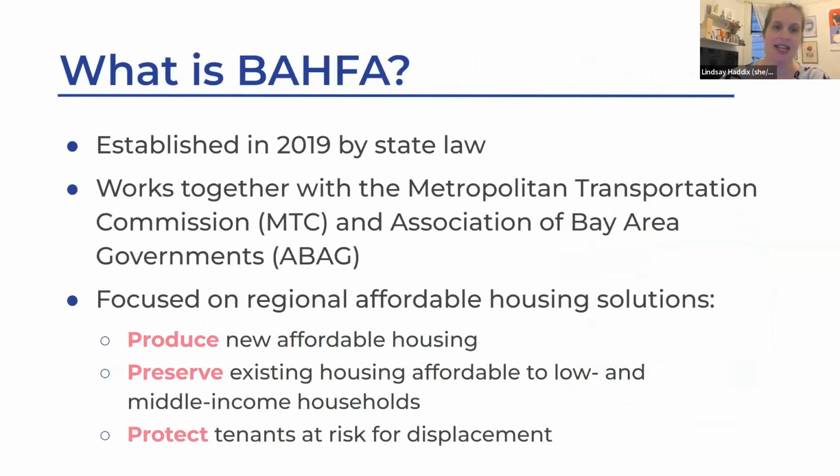It was a piece of legislation introduced by Assemblymember Chu, and it's housed at the Metropolitan Transportation Commission, also known as MTC, and the Association of Bay Area Governments, also known as ABAG. And BAFA is focused on regional affordable housing solutions, so again, across the 9-county Bay Area, and has prioritized what we call the 3 Ps of production, so producing new affordable housing units, preservation, preserving existing affordable housing units for low and middle income households, and 3, protections. So protecting tenants who are at risk of displacement and eviction. And all 3 of those Ps are a priority for the Bay Area Housing Finance Authority.